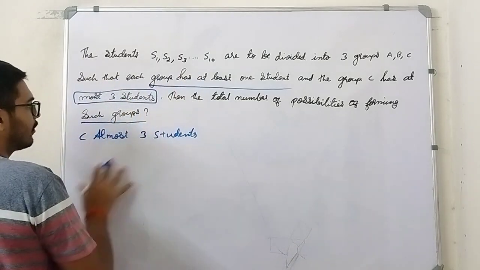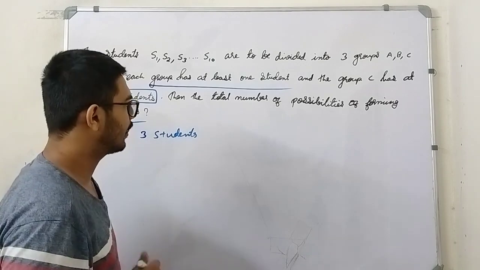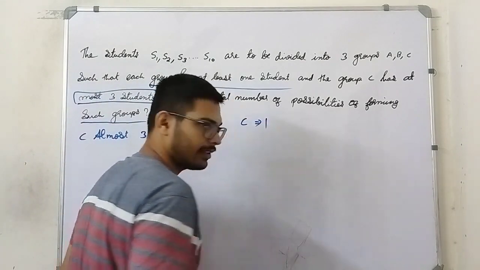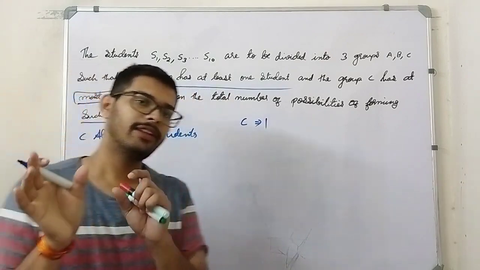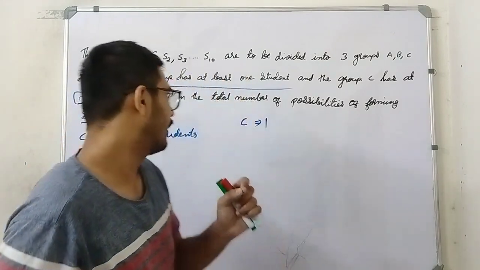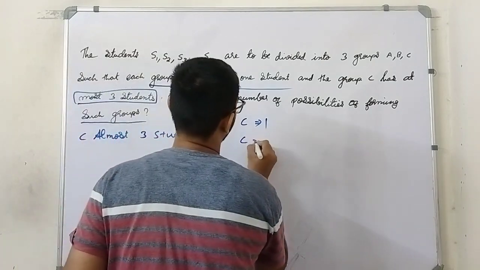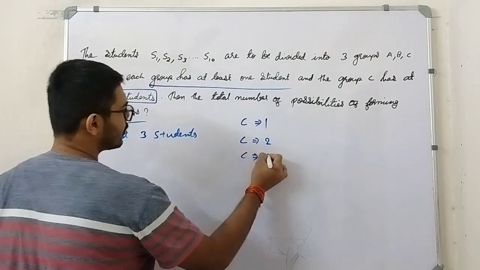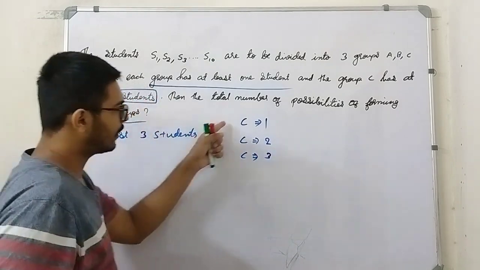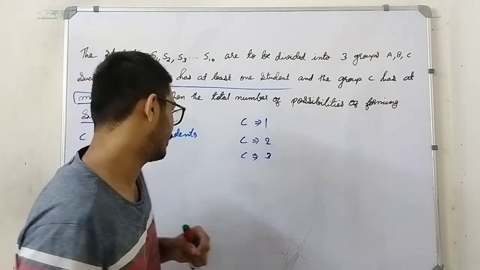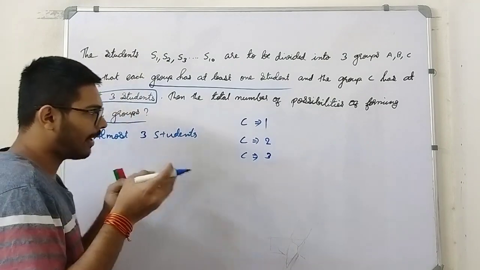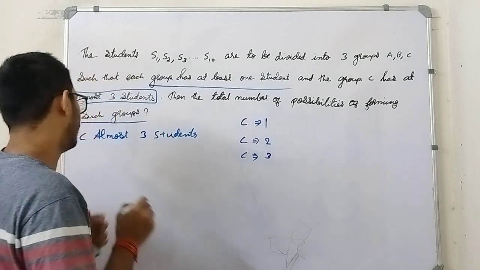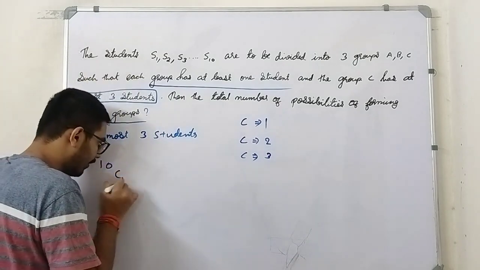So we can divide into 3 different conditions. The first condition is C having only one student and the rest of the students are divided between A and B. The second condition is C having 2 students, and the third is C having at most 3 students. So we can start with C having 1 student. How many ways can we select one student from 10 students? The case is 10C1.